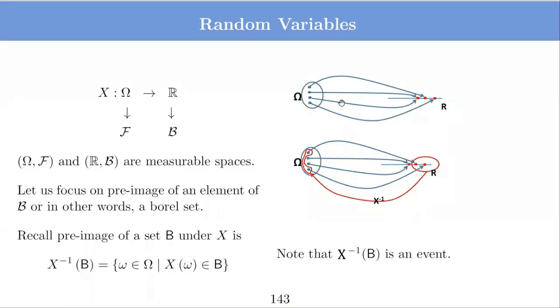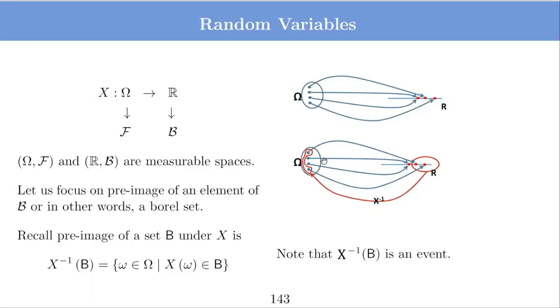Now let us consider this particular example. This is your omega, which has 4 elements, and this is the real line, and this omega is mapped to these 3 values. So the first element is mapped to this one, the second is mapped to this element, the third is also mapped to the same element, and the fourth is mapped to the last element. So this is a valid function.